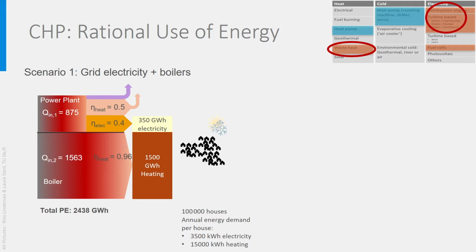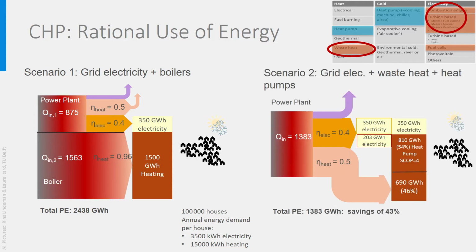What would happen if we would now reuse the waste heat of the power plant to heat the houses and use electricity to power heat pumps? If you install heat pumps with an SCOP of 4 in 55% of the houses, an additional 203 gigawatt-hour electricity is needed, 0.54 times the annual heating demand divided by SCOP. So, the power plant needs to produce 350 plus 203 is 553 gigawatt-hour electricity. With an efficiency of 0.4, this brings us to 1383 gigawatt-hour primary energy.